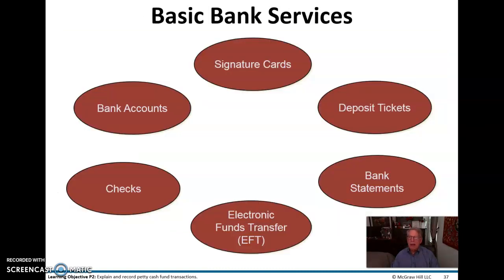Okay, basic bank services. We have a lot of basic bank services. The bank only knows who's authorized by signature cards. We have several bank accounts in a big company. We have checks, we have funds transfers, we have deposit tickets, and we have bank statements. All of those are used extensively within a company.